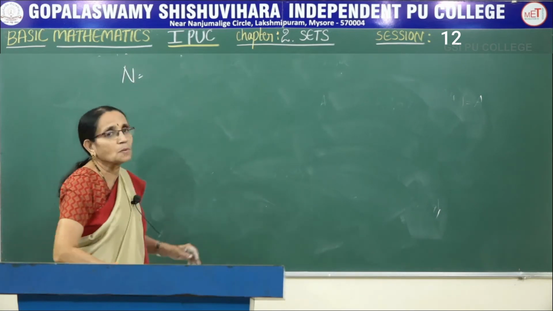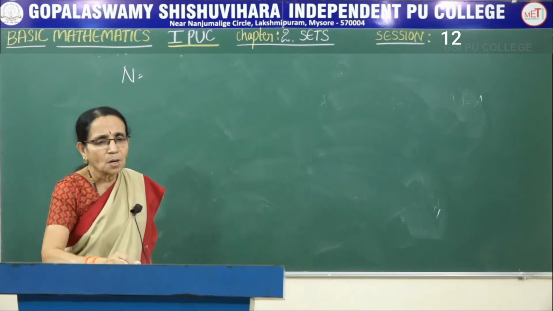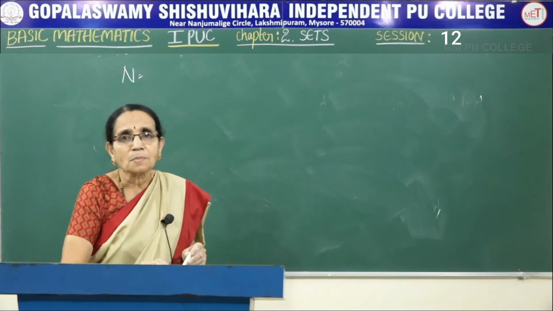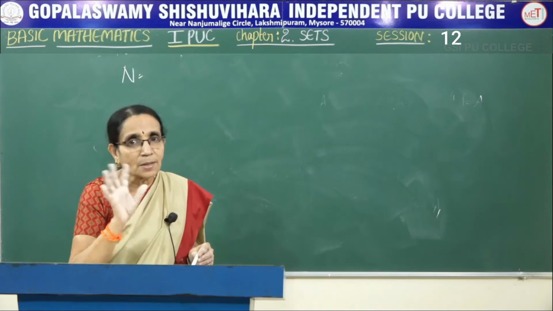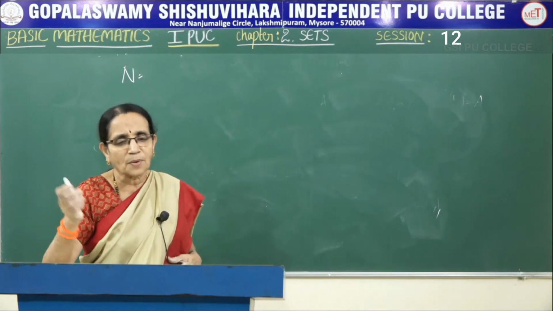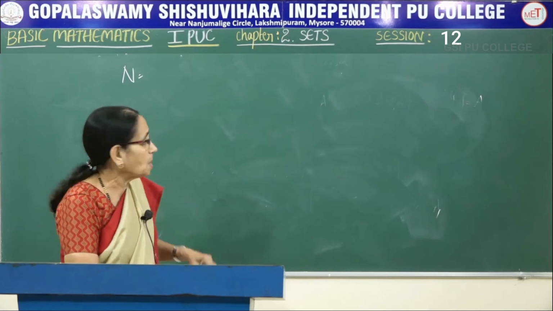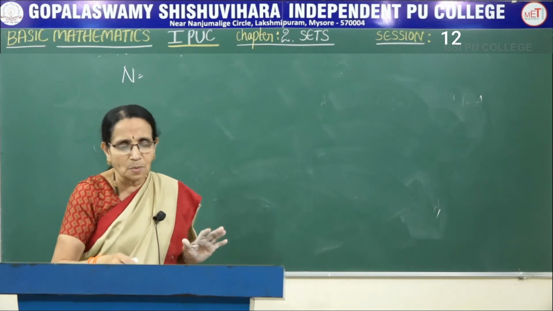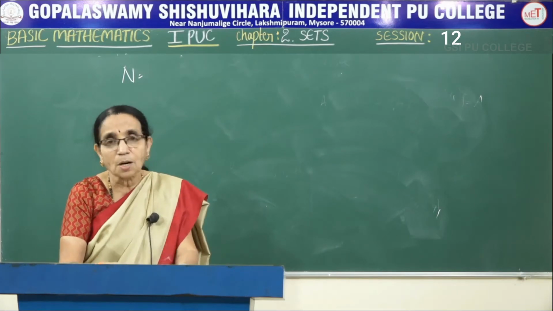Take N to be the universal set. Now, what does N stand for? It is the set of the natural numbers 1, 2, 3, 4, 5, 6, 7, 8, etc. N is the universal set for the problems which I am going to work out now.